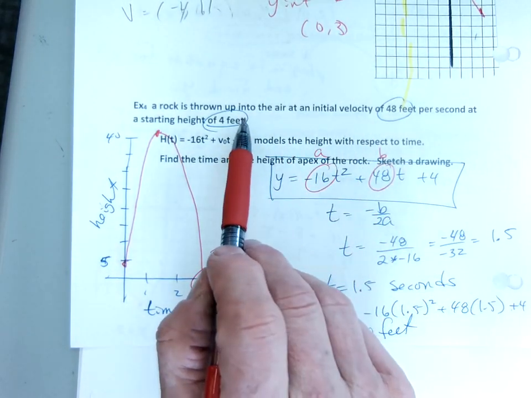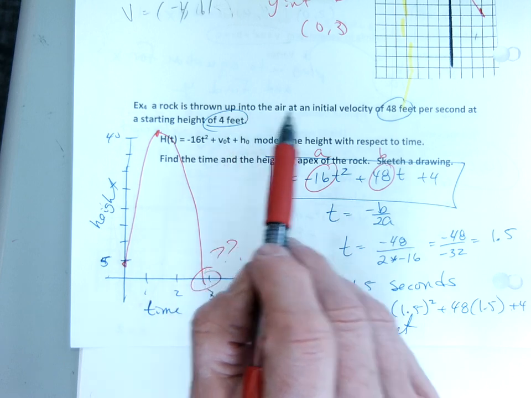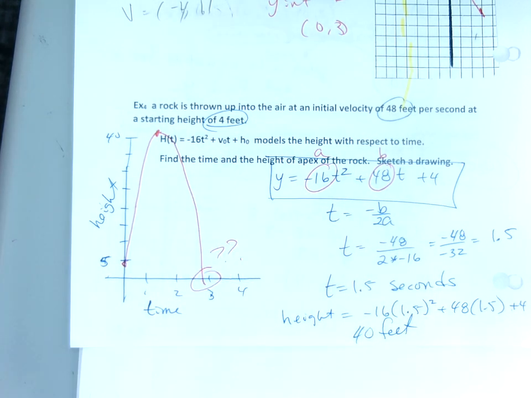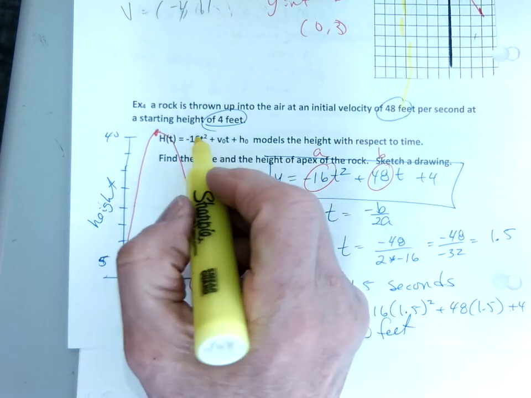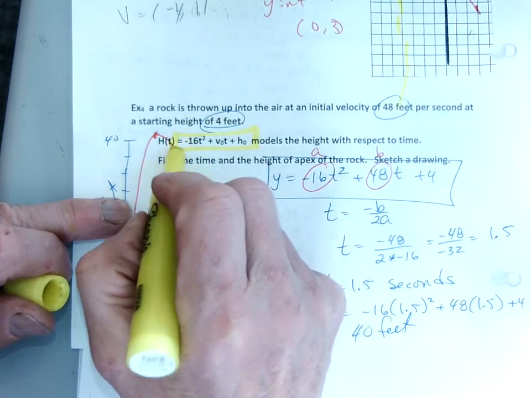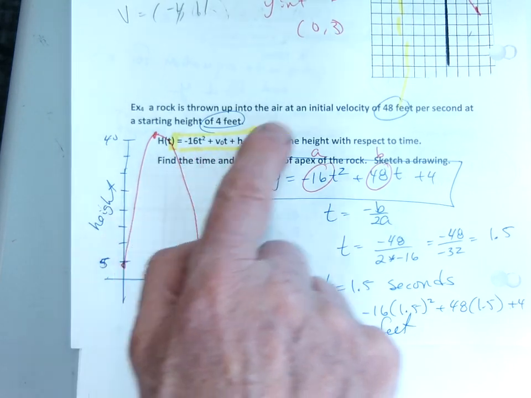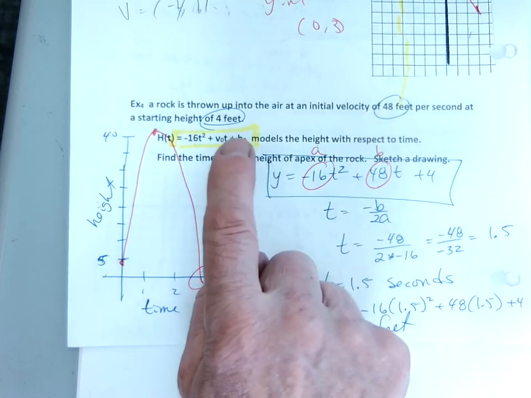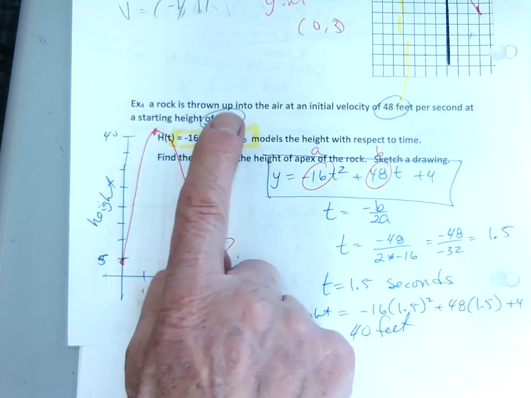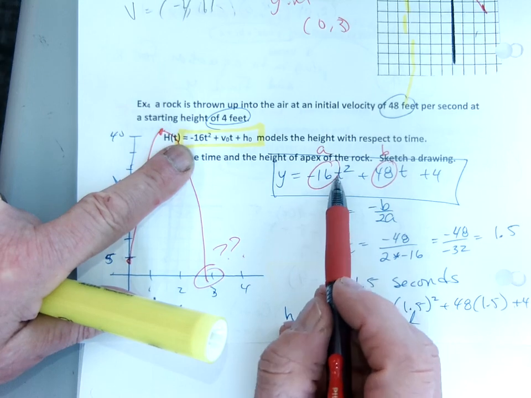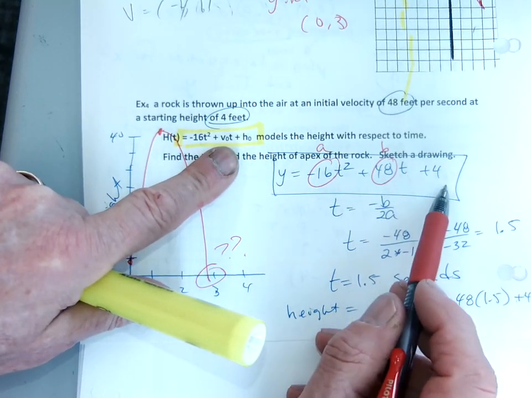If I throw a rocket up in the air, initial velocity of 48 feet per second, starting height of 4, we have an equation. H of t equals negative 16t squared, that's gravity, plus initial velocity, in this case 48, how hard do I throw the ball, plus h0, which is my starting height, which is 4. Okay, so here's my equation. Y equals negative 16t squared plus 48t plus 4.